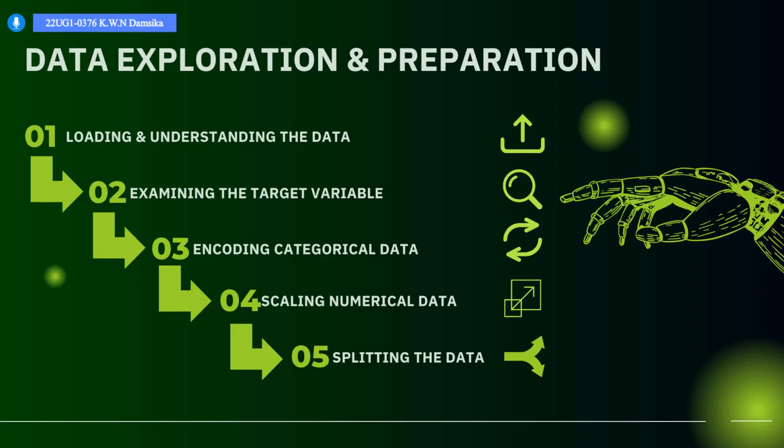Finally, we split the data into training and testing sets using train_test_split. We used 80% of the data for training and 20% for testing. Ensuring a good balance, we also set random_state equal to 42 so that the split remains the same every time we run the code. Now I will hand over to Sampath, who will discuss model training and evaluation.